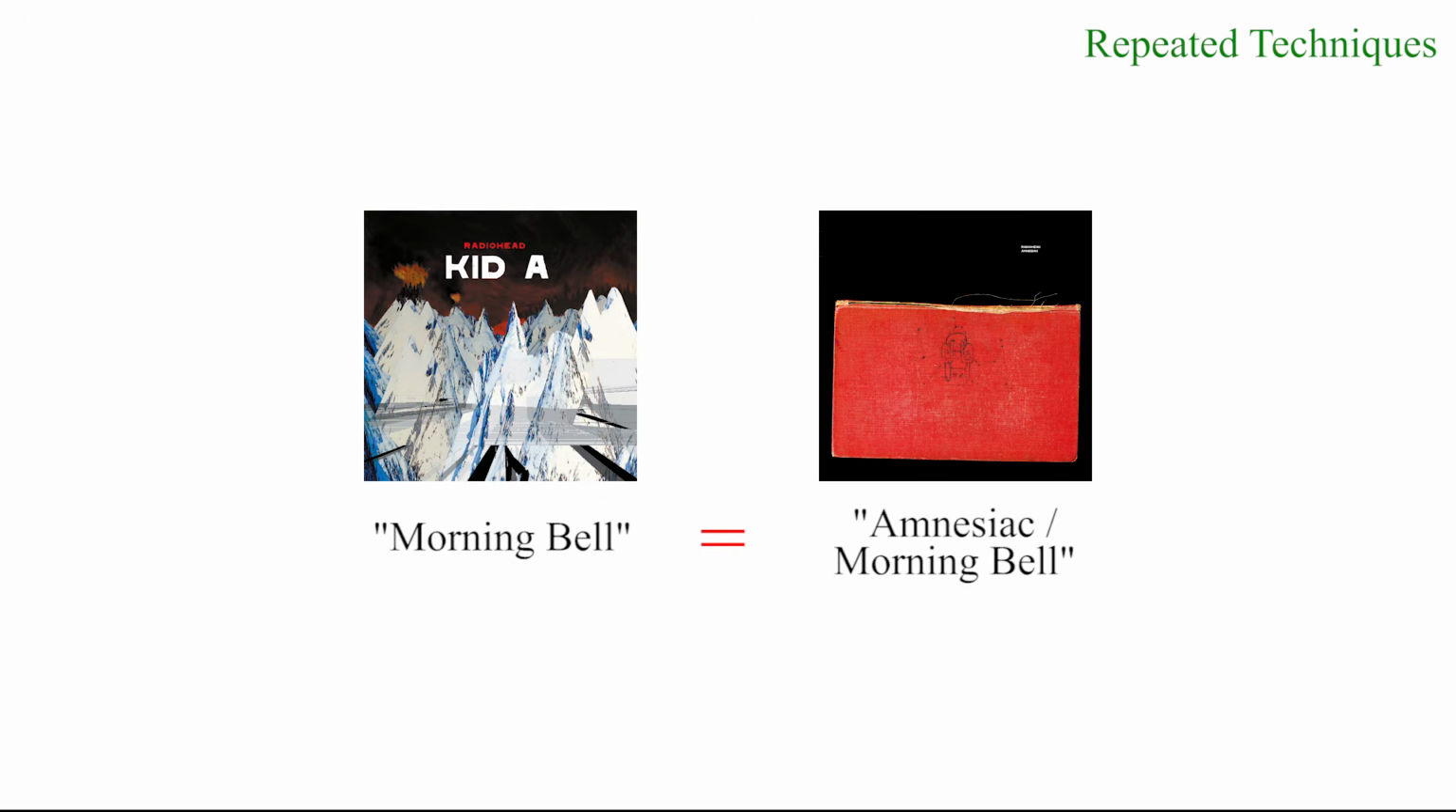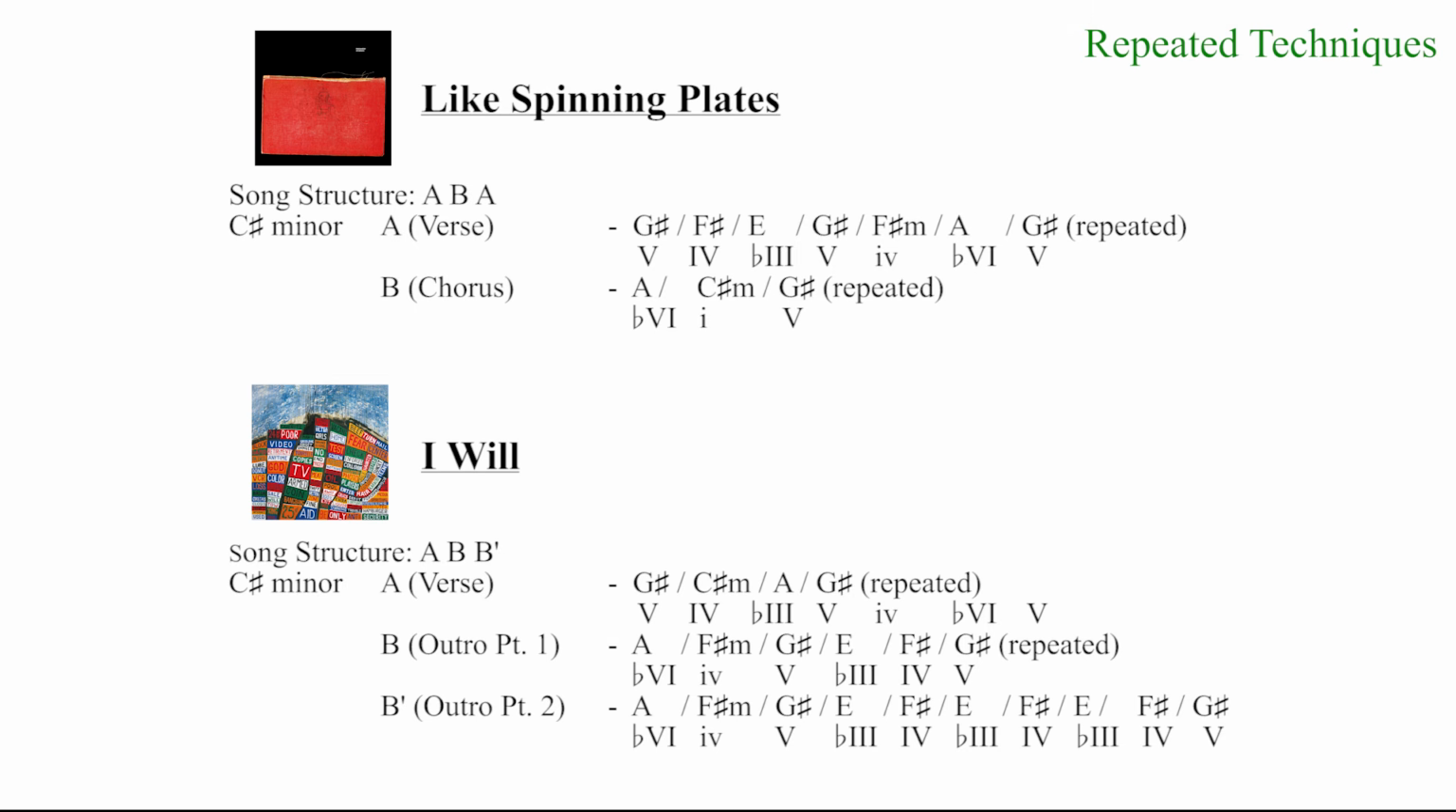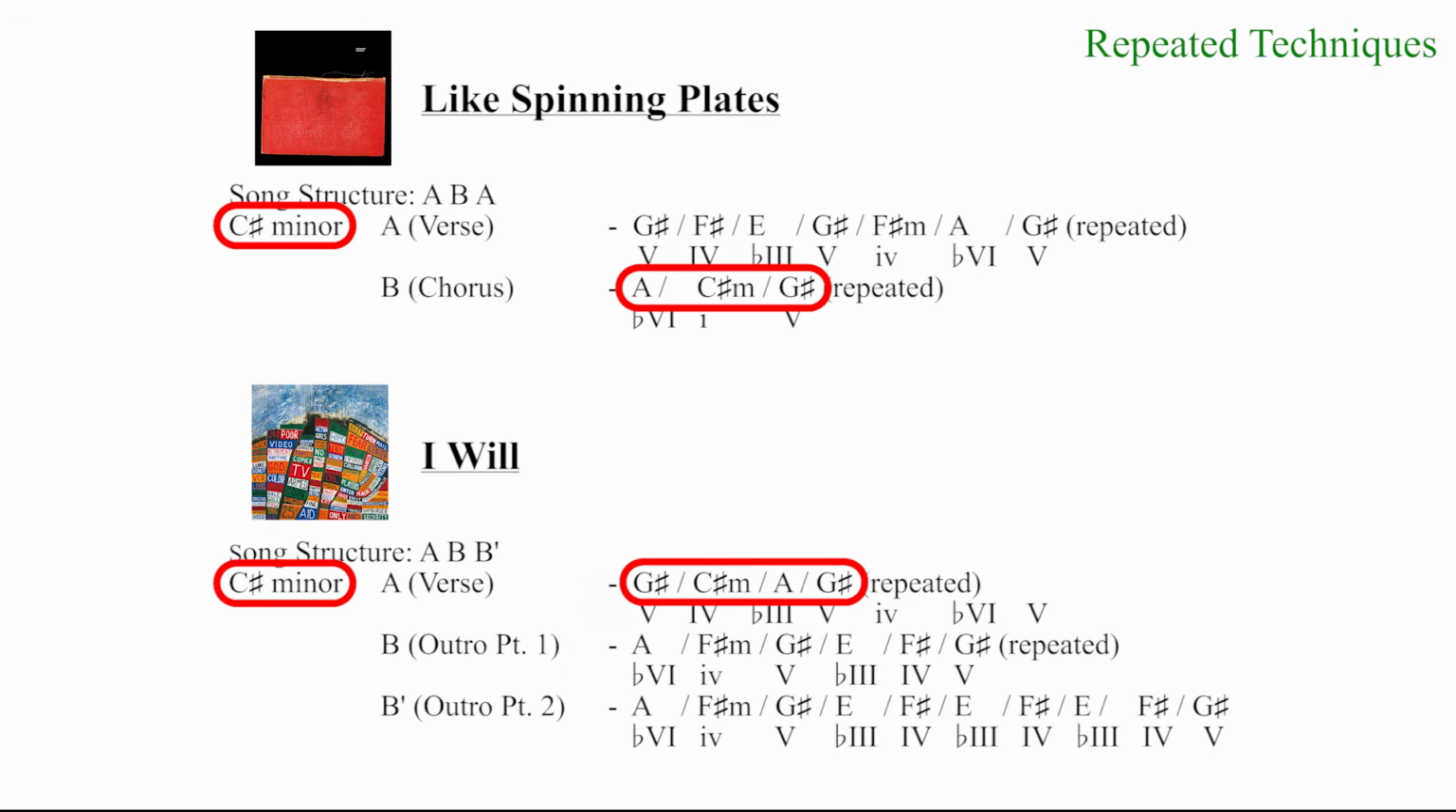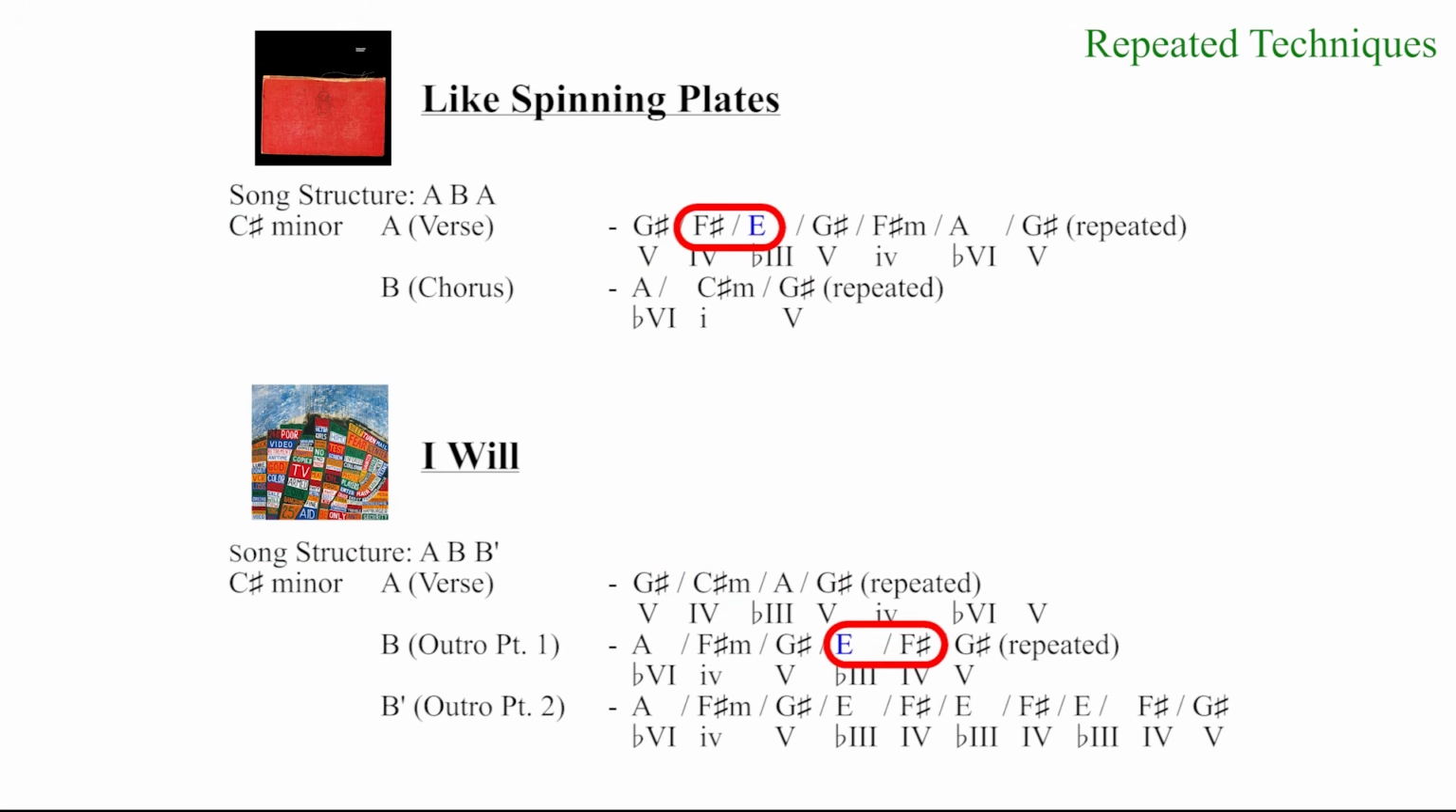Of course, something like the reinterpretation of Morning Bell on Amnesiac is a facile example of this, but there are a few other places where you might not have noticed them recycling ideas. Probably the most distinct example is the resemblance between Like Spinning Plates and I Will. Both songs are in the key of C-sharp minor and have a main theme that uses C-sharp minor, A major, and G-sharp major. And then they vary this theme by adding E major and F-sharp major, this latter chord being borrowed from the C-sharp Dorian mode. At least from a functional harmony perspective, these 2 songs are nearly identical.